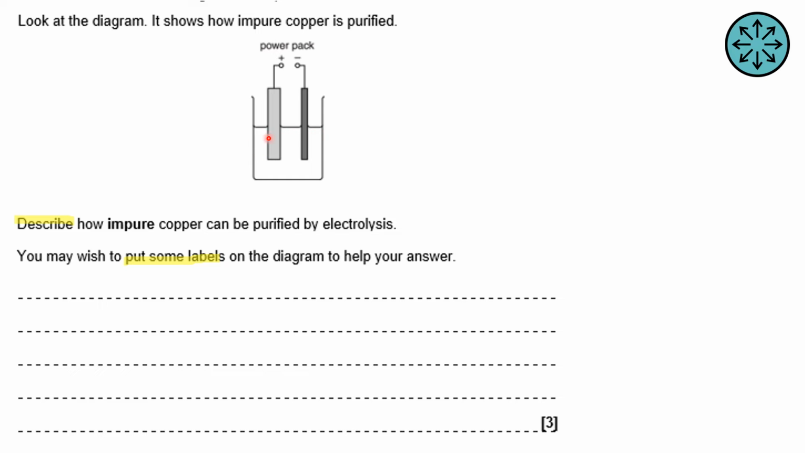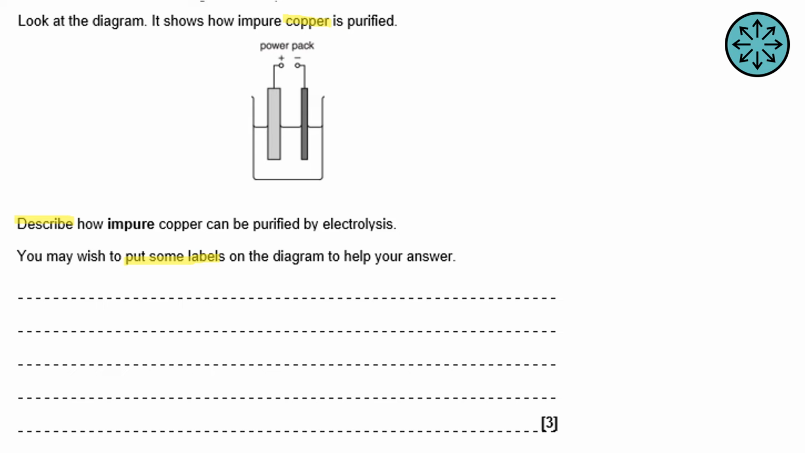What else would I label? Well, which one's my impure? Which one's my pure? Well, this is going to be my impure copper, isn't it? The anode, and this is going to be my pure copper, the cathode. And I'm going to talk about my liquid, my electrolyte. That's going to be copper sulfate because it's copper that we are purifying here.